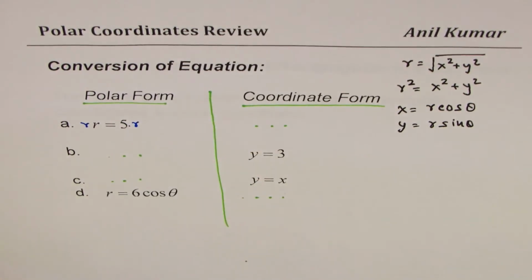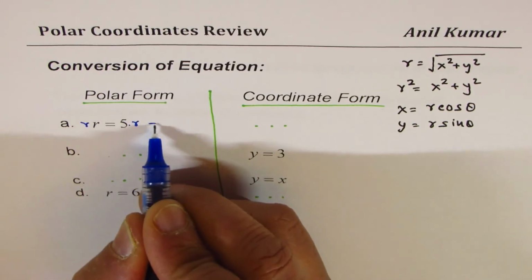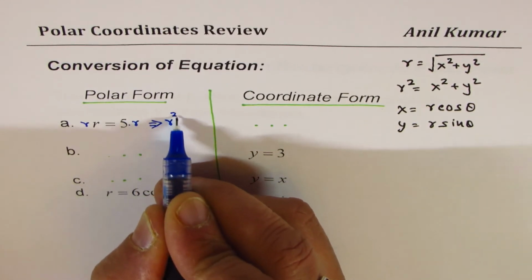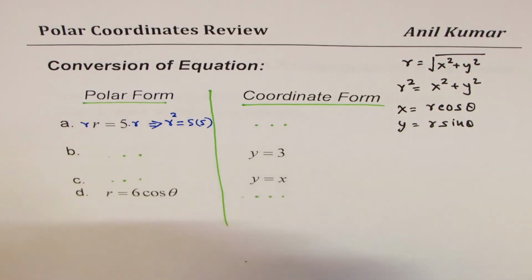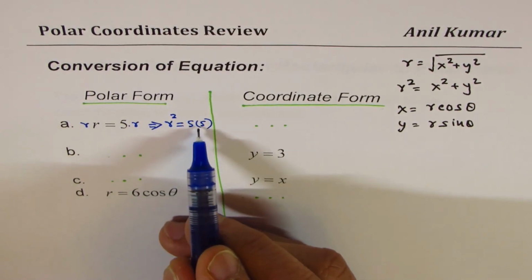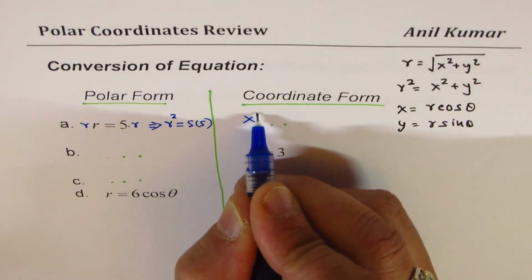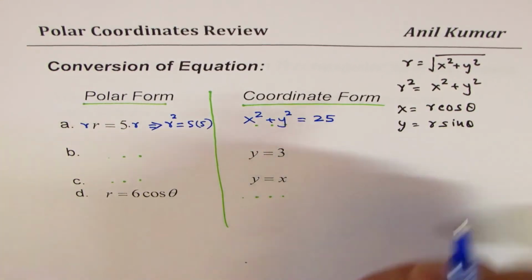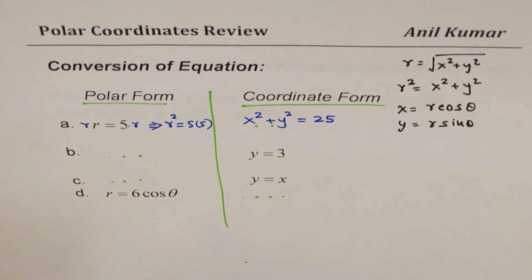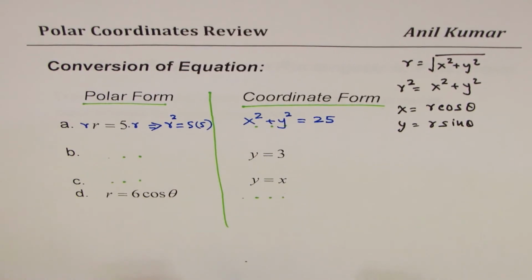Or if I just multiply by r on both sides, I could write this as equivalent to r square equals 5 times r, which is 5 times 5. Is it okay? So r square is 5 square. Writing in the coordinate system, it gives me x square plus y square equals 25. Perfect. So that is a circle, as you can see, with a radius of 5 units.